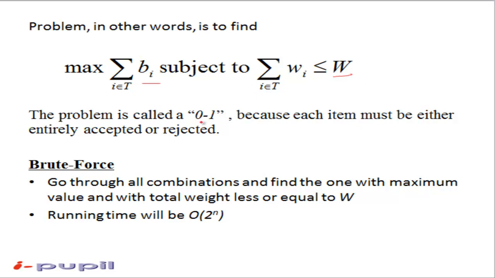The problem is called 0-1 because each item must either be entirely accepted or rejected. That is, we cannot choose an item in fractions. To solve the problem, first we look at the brute force method. In it we go through all combinations and find the one with maximum value and with total weight less than or equal to capital W. Running time will be of order 2 raised to the power n.